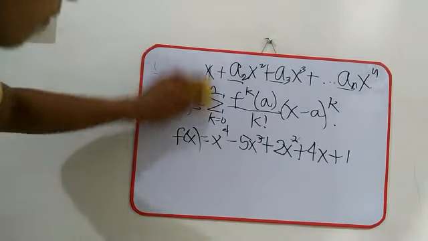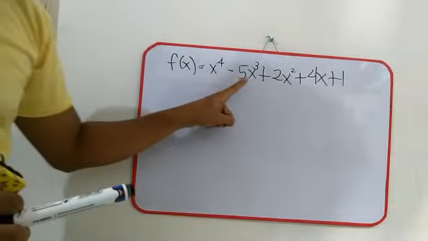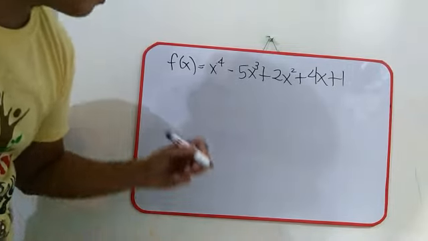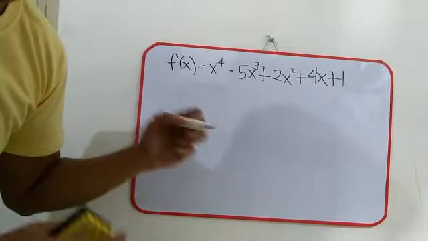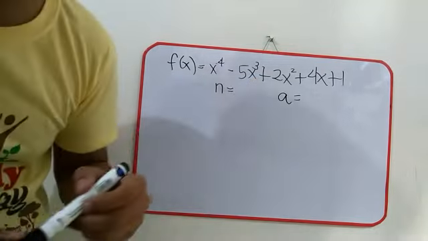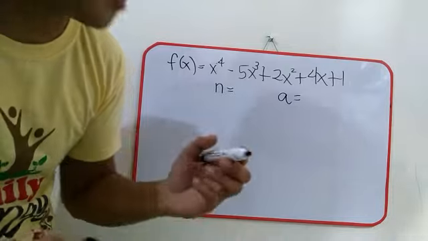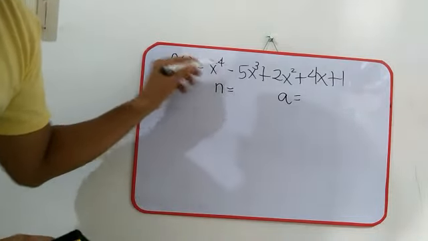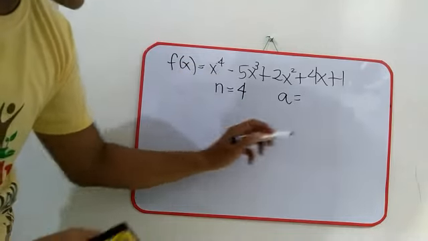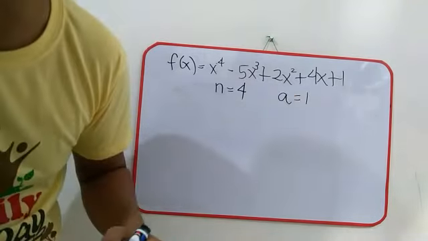Okay, let's go back to our example. f of x is equal to x to the fourth minus 5x cubed plus 2x squared plus 4x plus 1. As I have said a while ago, we need to find the Taylor polynomial by using the formula. But to do that, we first need to identify the value of n and the value of a. What is the value of n? What is the value of a? n is the degree of the polynomial function. Since the highest exponent is 4, n is equal to 4, and it is of the 4th degree. And a stands for the leading coefficient, so a is equal to 1.